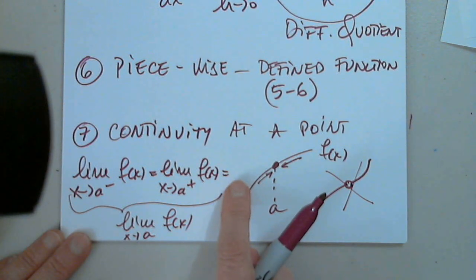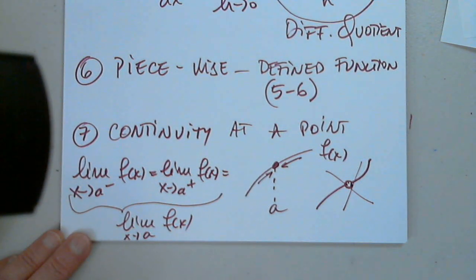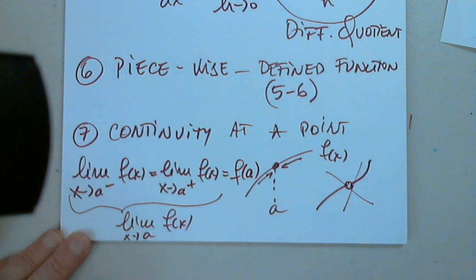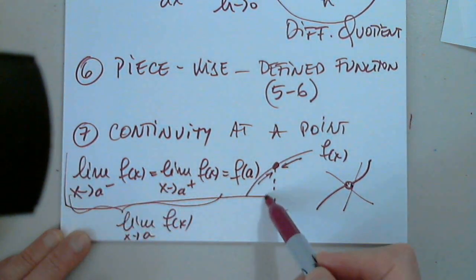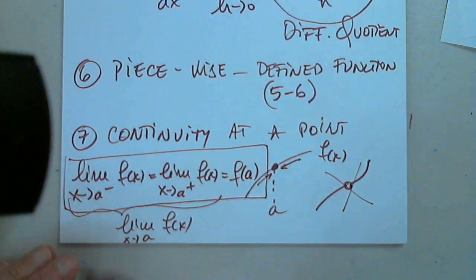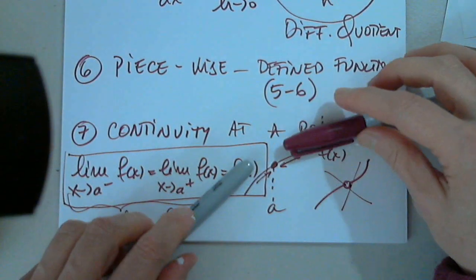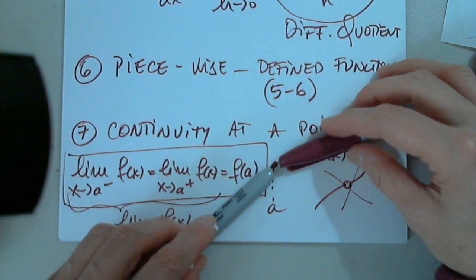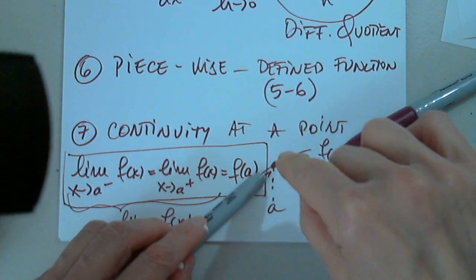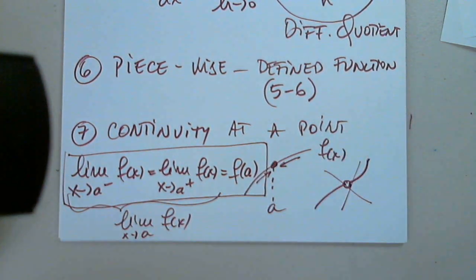What else has to equal to? Is it f of a? Exactly. This is the definition of continuity at the point. Not only that the limits from the left and from the right are equal, but also equal the function value at that point. Awesome.